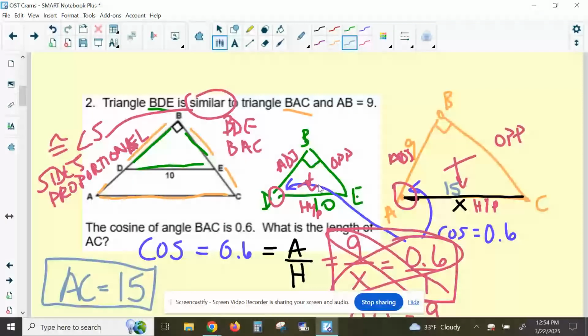We could have figured out some other stuff on this one too. We could have used the adjacent and hypotenuse here. So we could have done 0.6 equals, if I wanted to find this piece, call him y, over 10. So we could have also done it on this side, but we actually didn't even need this guy. We just needed to know that they were similar, that's all.